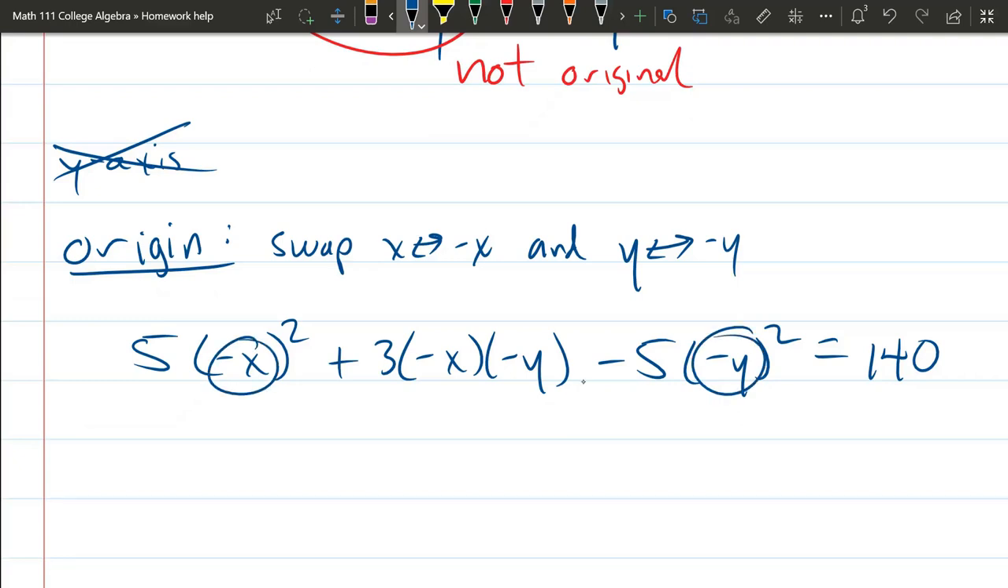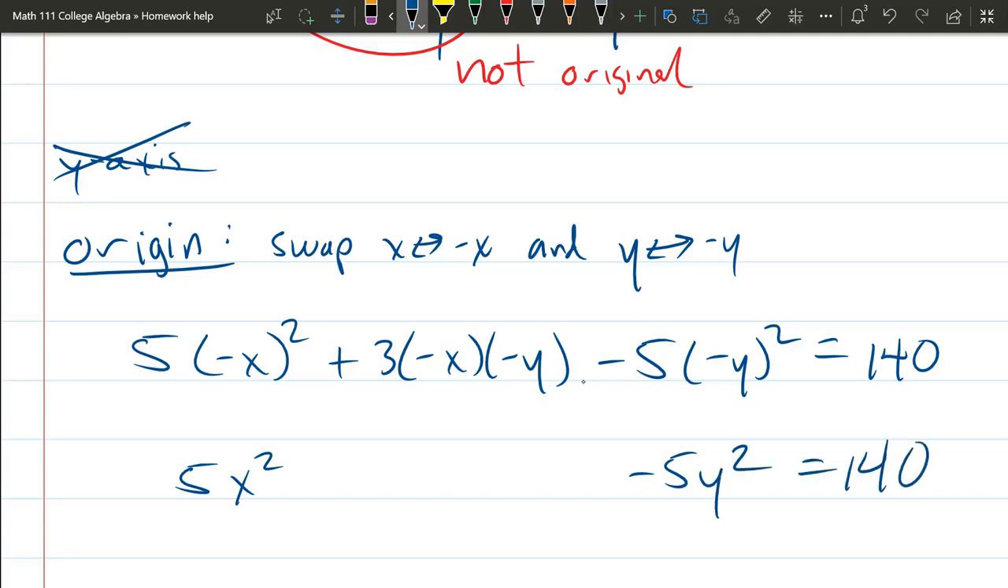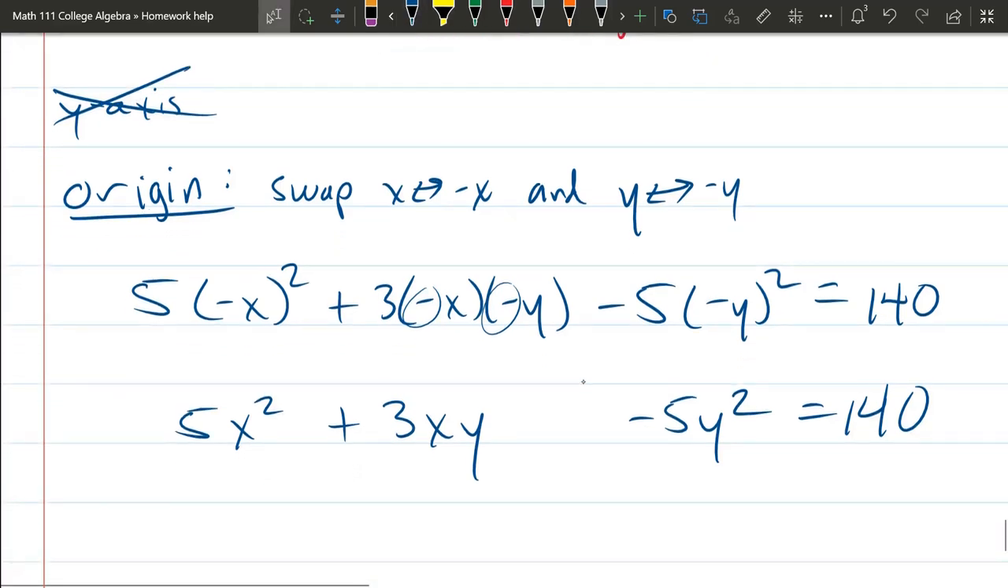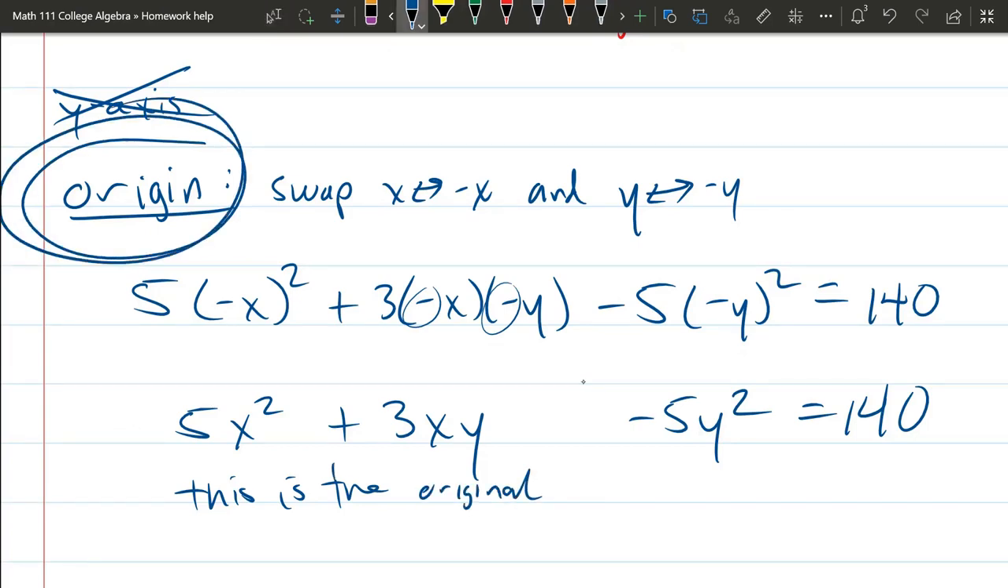Here and here, where we're squaring them, those two negatives we've already seen don't matter. They cancel out. So we're left with 5x squared. Here it's positive y squared, but times a negative 5 is negative 5y squared. All right, middle term. This time we have a negative times a negative, and that means positive. So here's what we get, and this is the original. And therefore, we have origin symmetry.